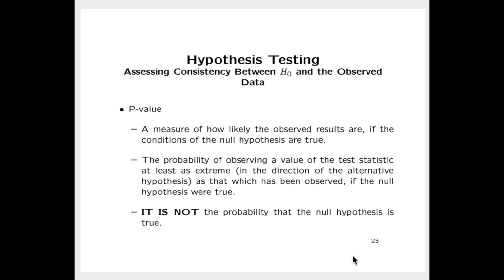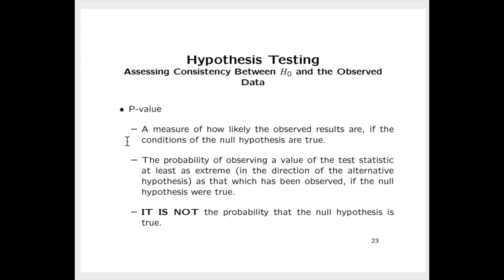So the p-value is one way of assessing the consistency between the null hypothesis and the observed data. This measure is called the p-value. It's a measure computed from the data. It's a random variable itself. And we can think of it as a measure of the consistency between the null hypothesis and the observed data. So the p-value is a measure of how likely the observed results are if the conditions of the null hypothesis are true.